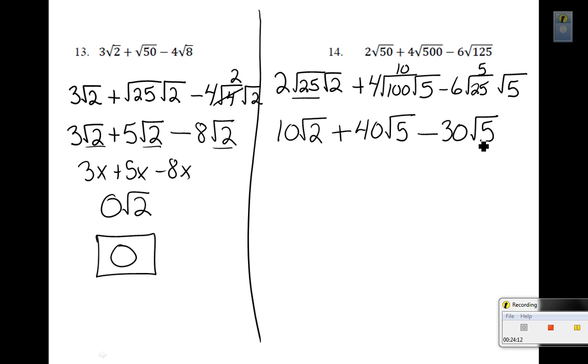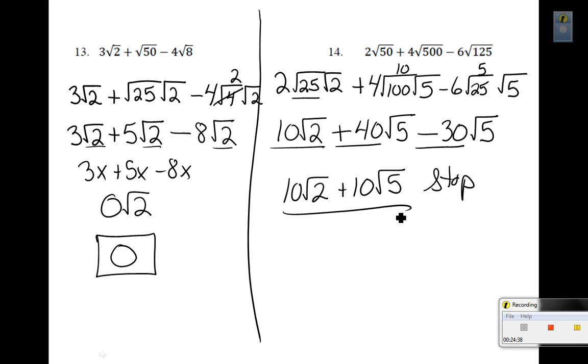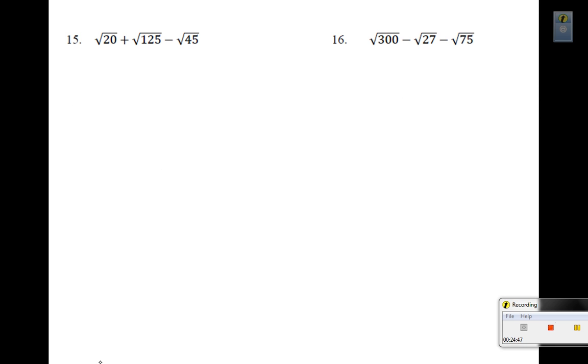Now we go through and combine any like terms. This guy's a loner, so we just write it down. But I can combine 40 and negative 30 because they each have a radical 5, which makes them like terms. So 40 minus 30 is positive 10 radical 5. And then stop. That's your answer. So it's just reducing a bunch of radicals. The sooner you get to know all those numbers, the better off it is.